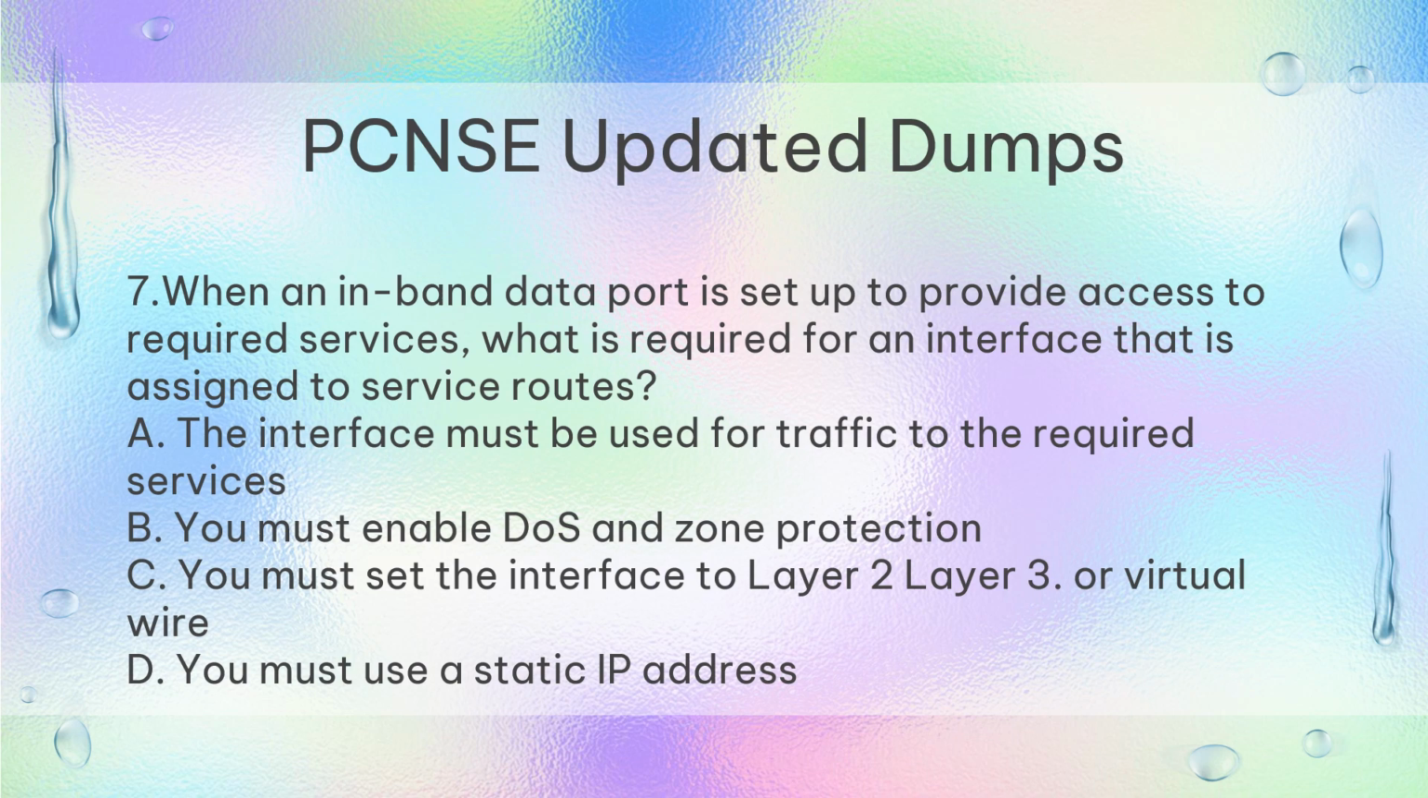7. When an in-band data port is set up to provide access to required services, what is required for an interface that is assigned to service routes? A. The interface must be used for traffic to the required services. B. You must enable DoS and zone protection. C. You must set the interface to Layer 2, Layer 3, or virtual wire. D. You must use a static IP address.